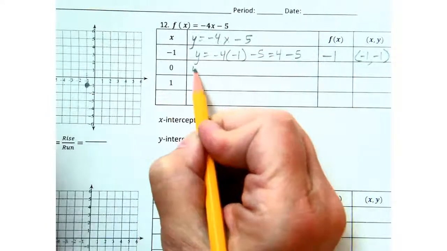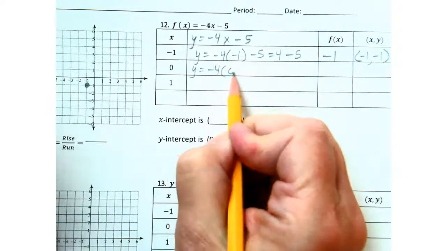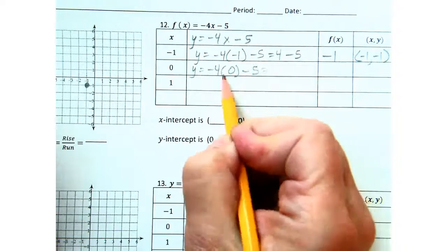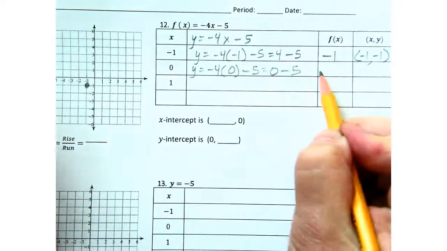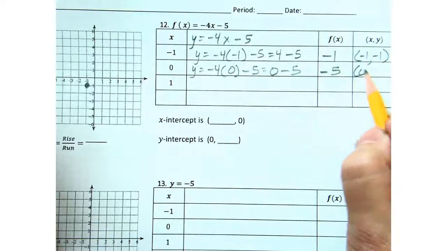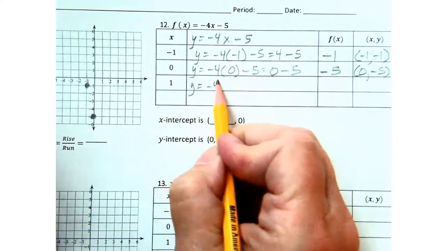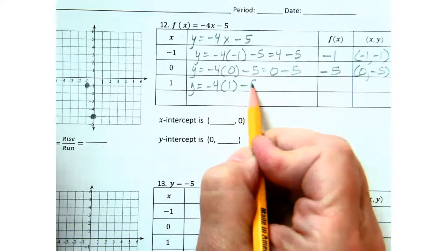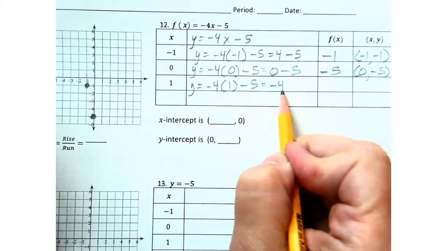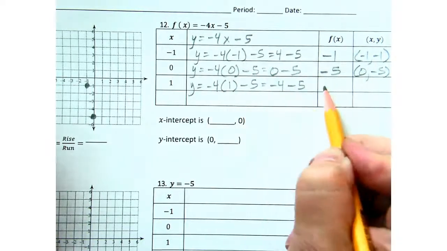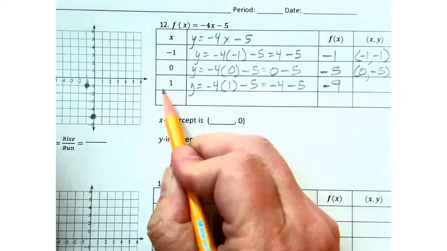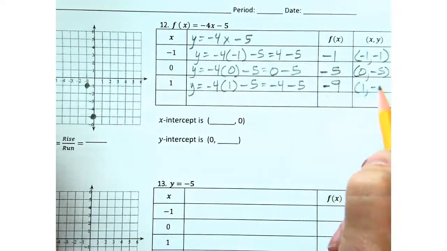Now substitute 0 for x. This gives us negative 4 times 0 minus 5, or 0 minus 5. Our second point is (0, -5). Now substitute 1 for x. This gives us negative 4 times 1 minus 5, or negative 4 minus 5. Our third point is (1, -9).